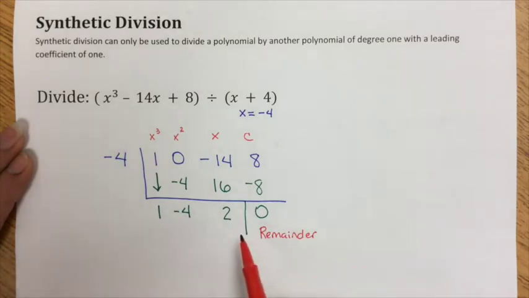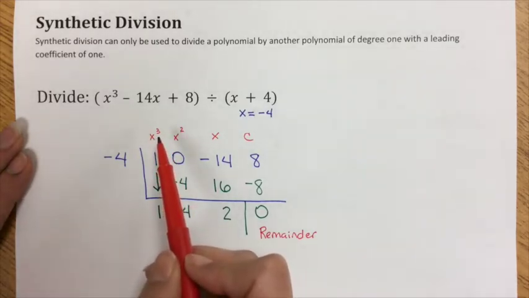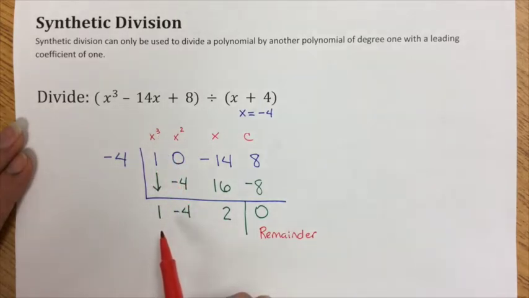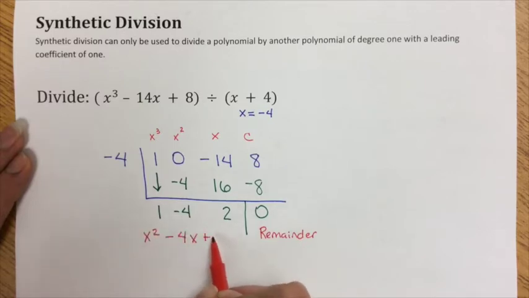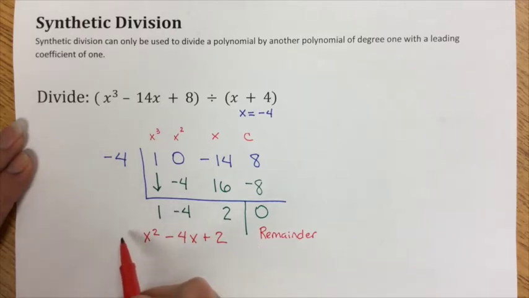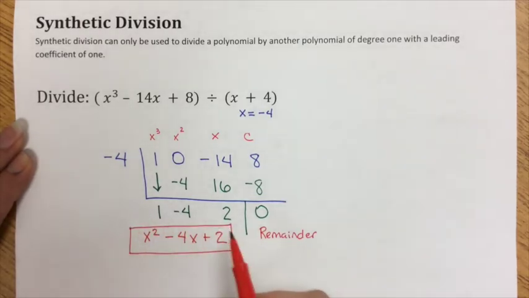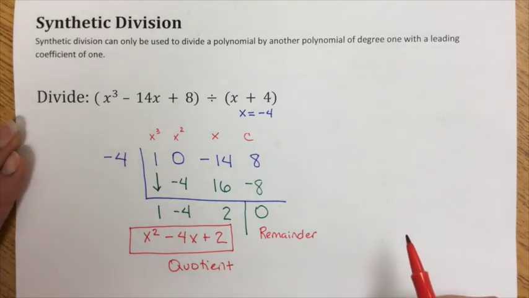Under here, we have created the coefficients of a new polynomial, or the quotient to this division problem. We want to put our x's back in. If we started with x cubed, we should end up with 1 degree less. So this should be x squared minus 4x plus 2. And this is the quotient, or the answer to this division problem, Q. That is synthetic division.